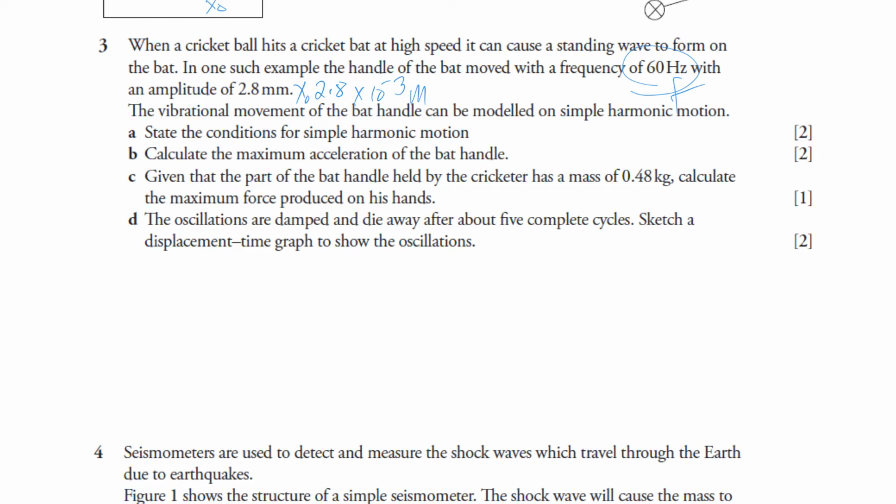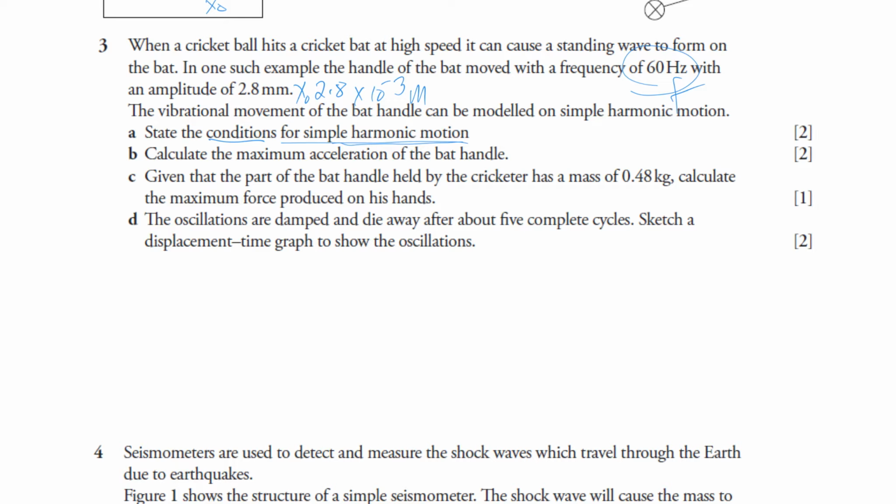Okay. The vibrational movement of the bat handle can be modeled as simple harmonic motion. State the conditions for simple harmonic motion. Okay, so we need to state the condition. So the condition is that there must be vibration where there is acceleration, and the acceleration is acting opposite to the displacement, and that acceleration is proportional to the displacement as well. That is the condition.